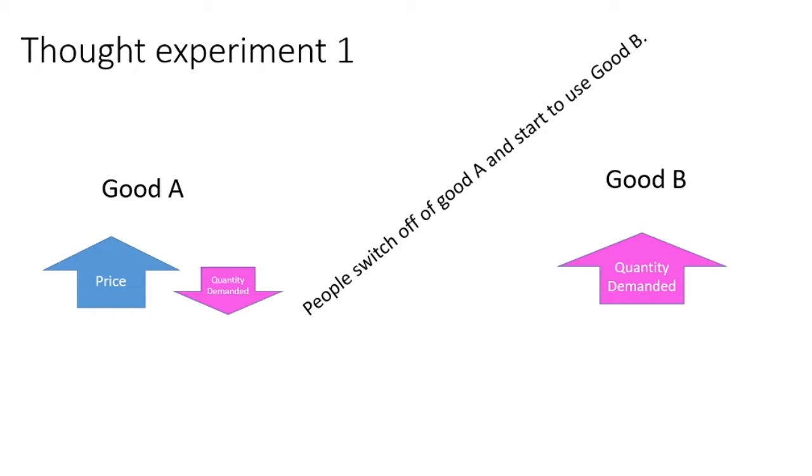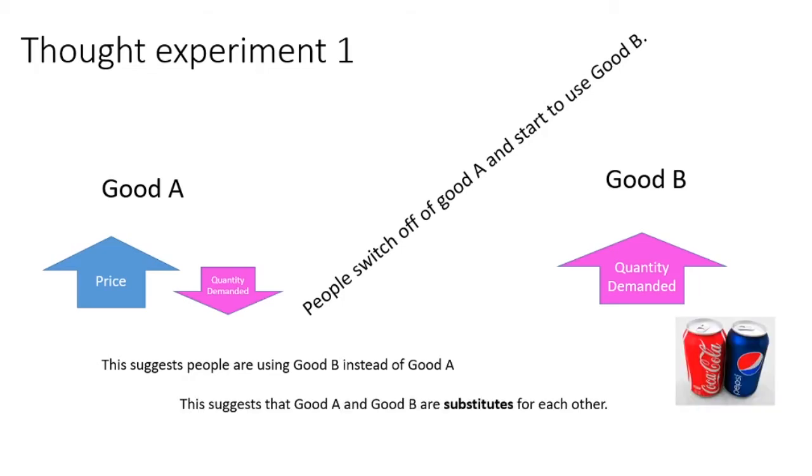What does this suggest about the relationship between good A and good B? It suggests that because more people are now using good B instead of good A, we would call these sorts of products substitutes for each other. It suggests that good A and good B are substitutes because we've stopped using so much of good A following the price increase for that product, and we're now looking for something else.